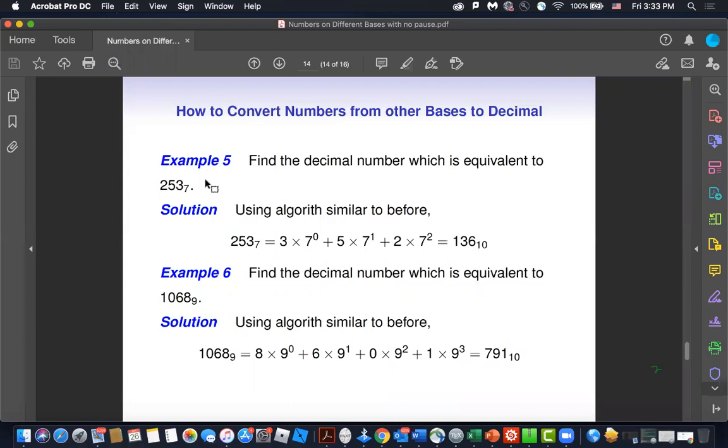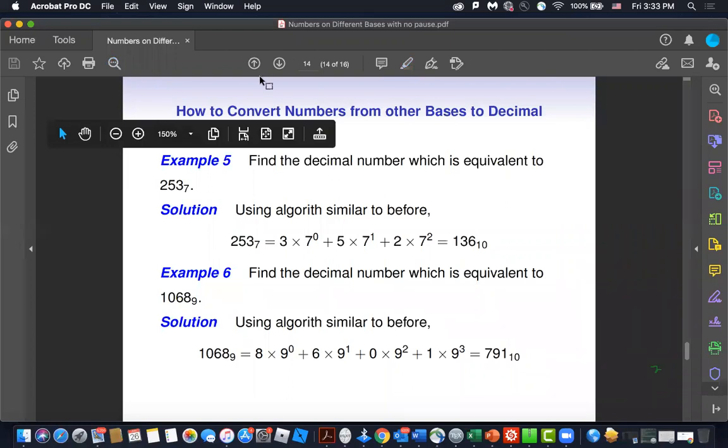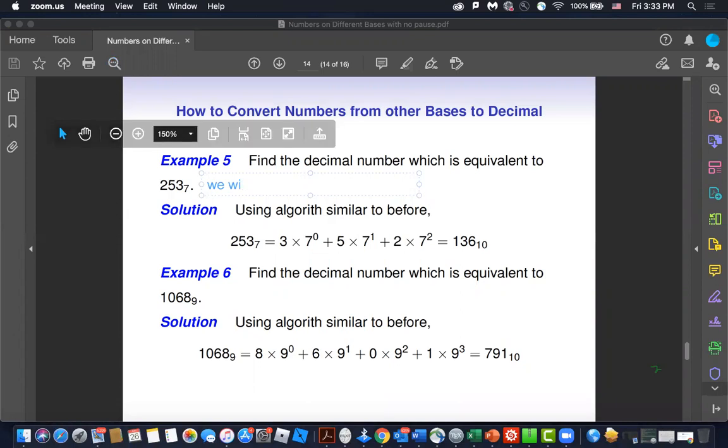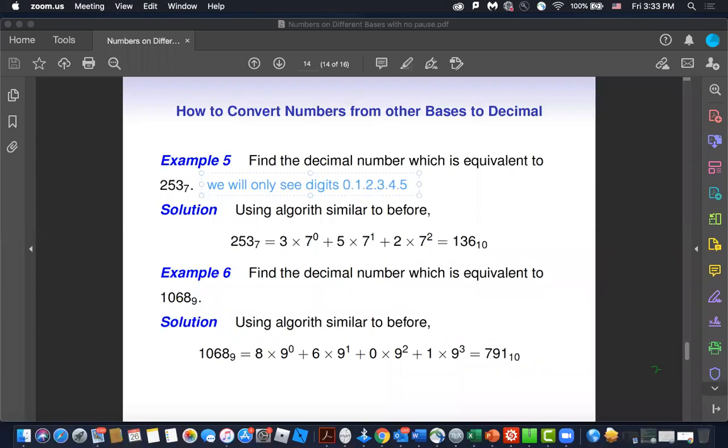For instance, a number based on 7. Because this is based on 7, we will use digits 0, 1, 2, 3, 4, 5, and 6. You will not see 7. Just like in binary, you only see 0 and 1. For decimal, you only see 0 to 9. For a number based on 7, you only see 0 to 6. So keep this in your mind.